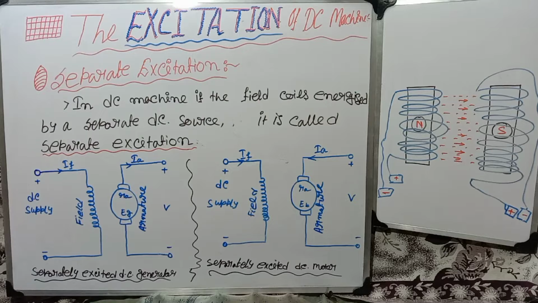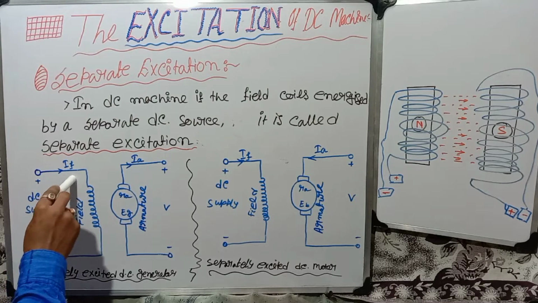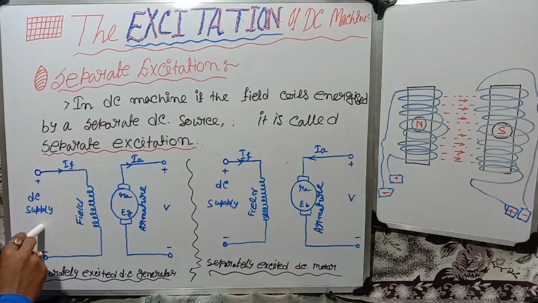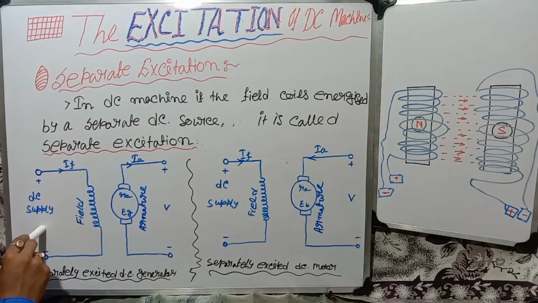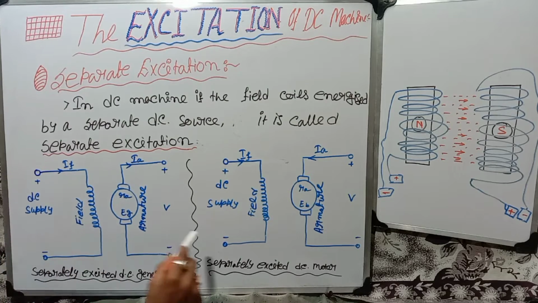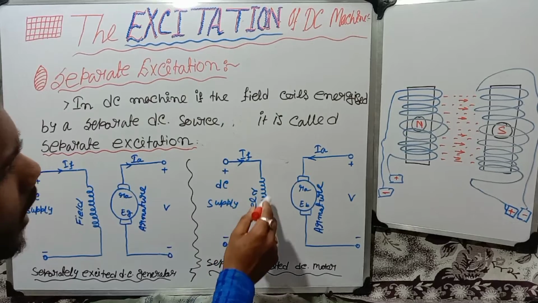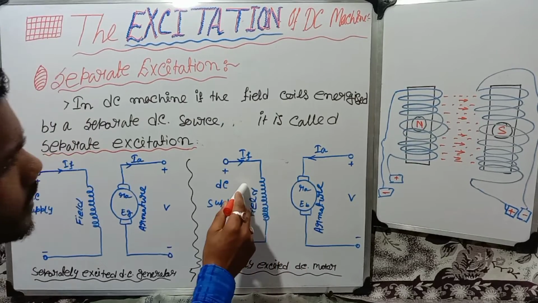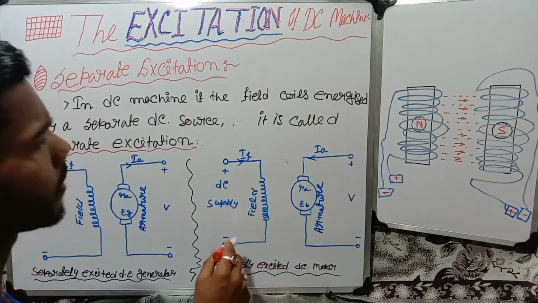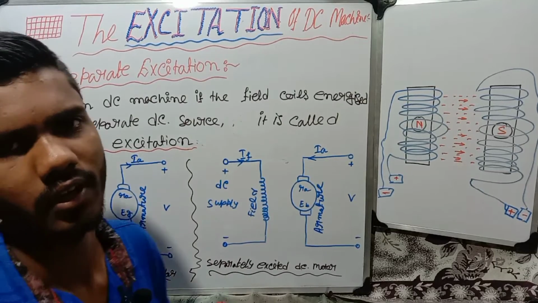diagram. We can see in the separately excited DC generator, the field winding is energized by a separate DC source. Similarly in DC motor, the field winding of the motor is energized by a separate DC source, right?